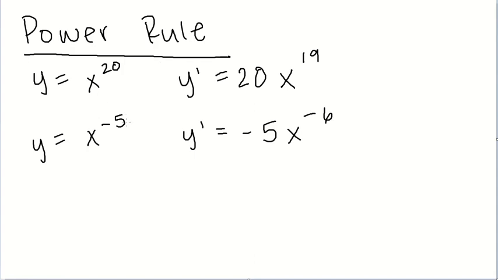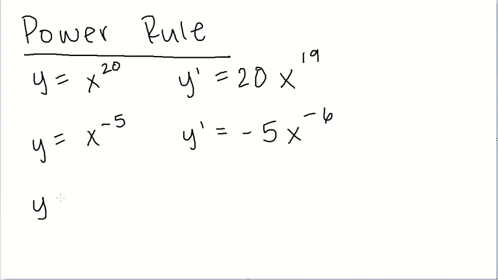This is a really common mistake made with the power rule that I see students make when the exponent is negative, is they end up adding 1. They try to say that that's negative 4. So remember, if we have negative 5, we're subtracting 1, that's going to turn into negative 6.